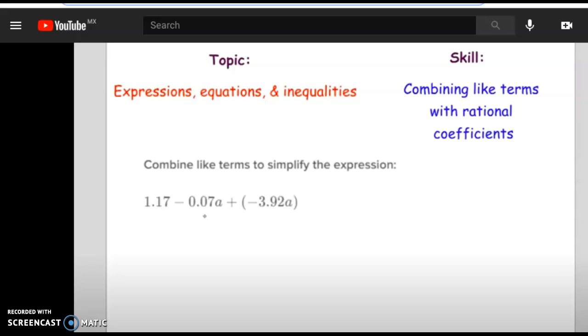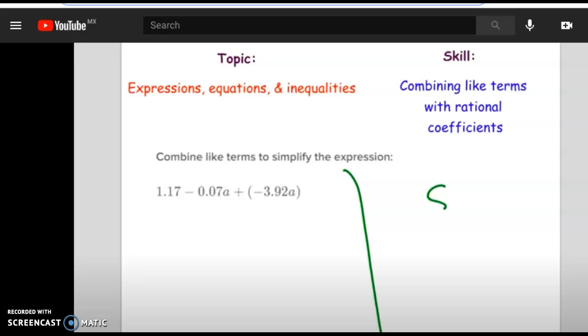1.17 minus 0.07a plus negative 3.92a. So once again, neat work here, scrap on the side. So 1.17 and negative 0.07a and negative 3.92a. Well, this would combine with that.